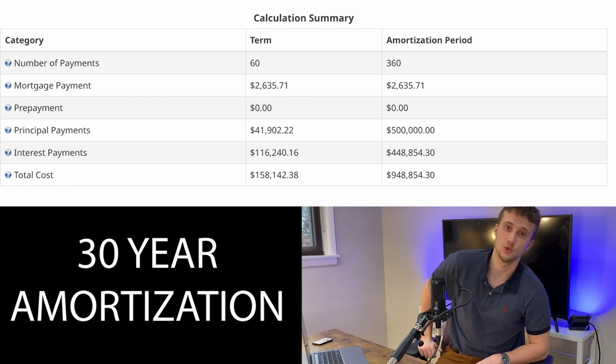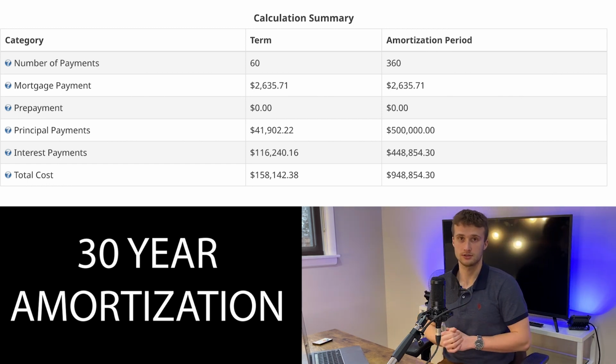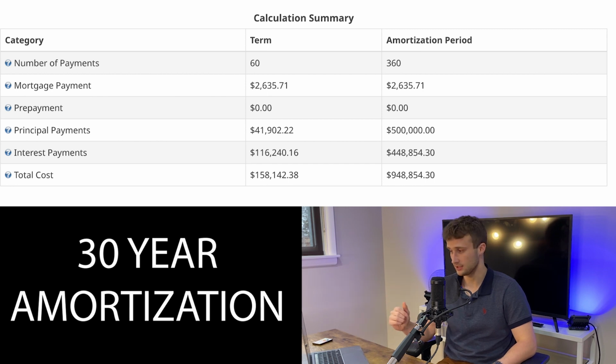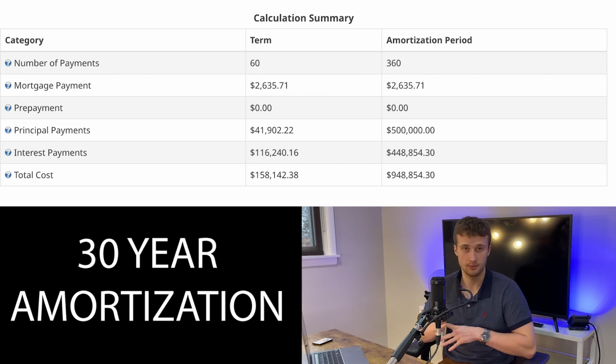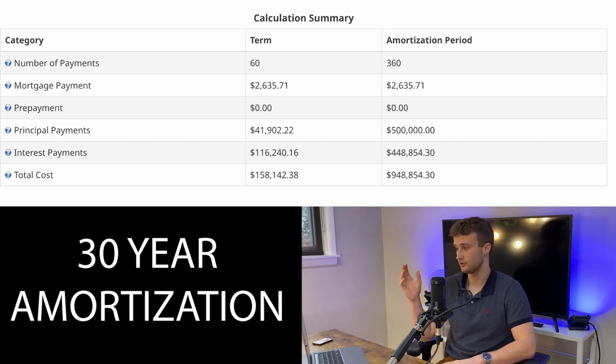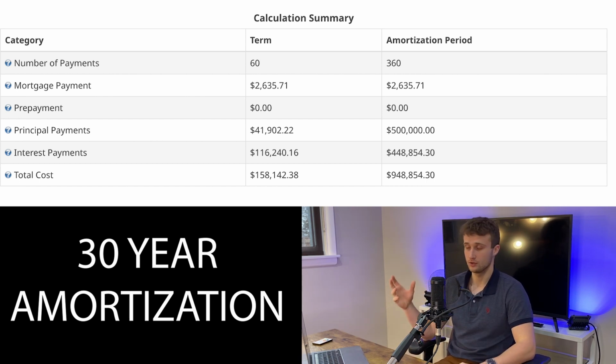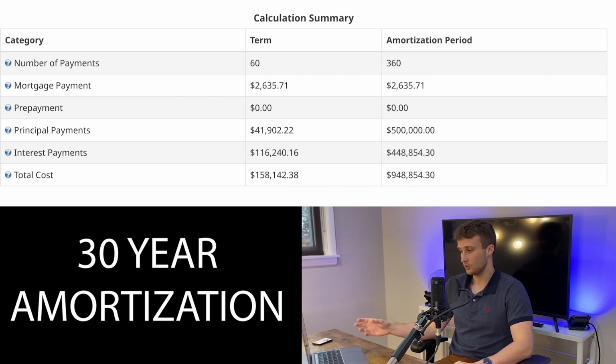Now let's look at increasing that amortization to 30 years. As you can see, your mortgage payment has decreased. It is now $2,635, and I'm going to put these two side by side in a minute, so don't worry about the comparison. Throughout the 5-year term, your principal payments would be $41,902, and what went to interest is $116,240. The total cost over the term to borrow was $158,142.